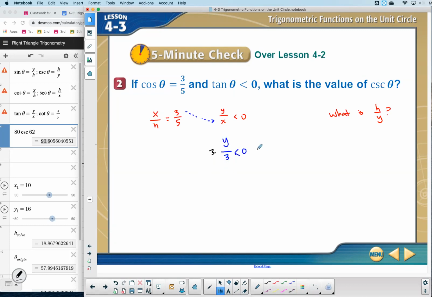We can multiply by 3. That's right. And so if I multiply by 3, I find out that y is less than 0 times 3, which is still 0. What this tells me is y is negative. So I'll put that in here. Y is negative.